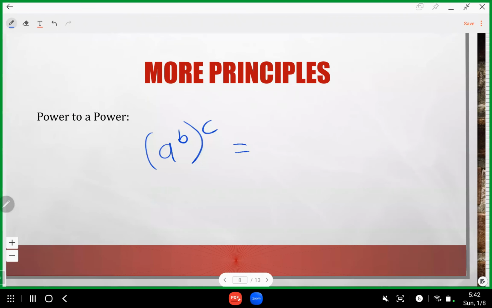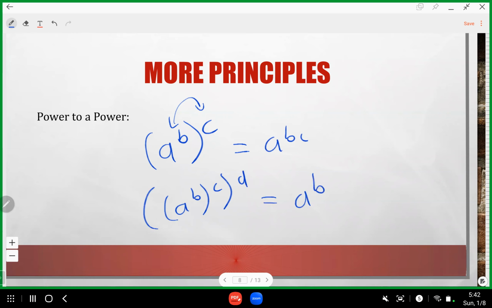So when you have power to a power, all you're going to do is multiply these two exponents. It works with 3 similarly as well. If you have a to the b, the c, to the d, it's just going to be equal to a to the bcd, right? So power to a power, it's very simple, okay?